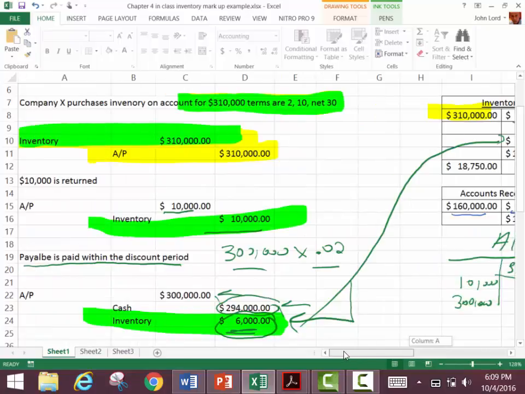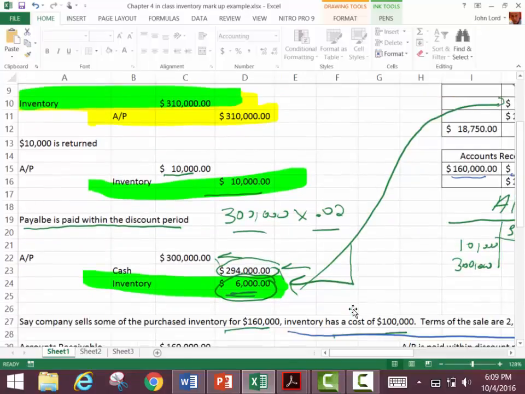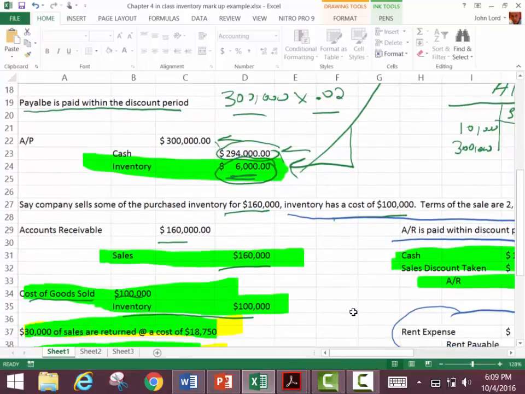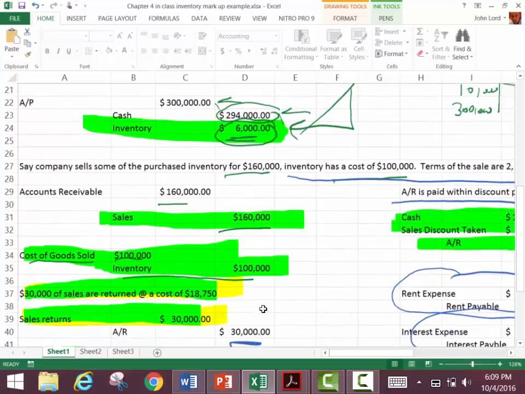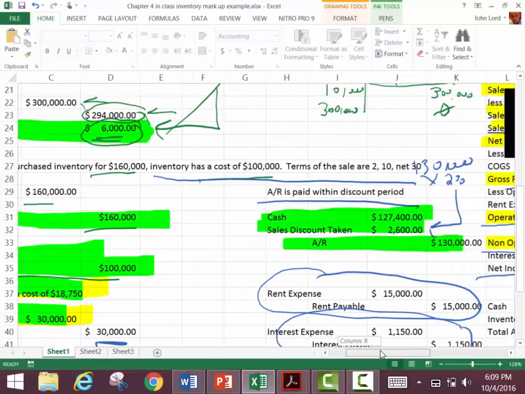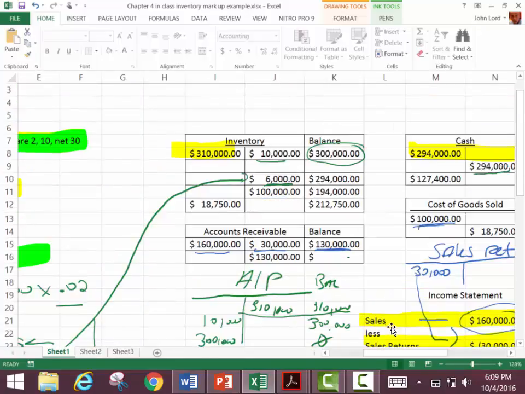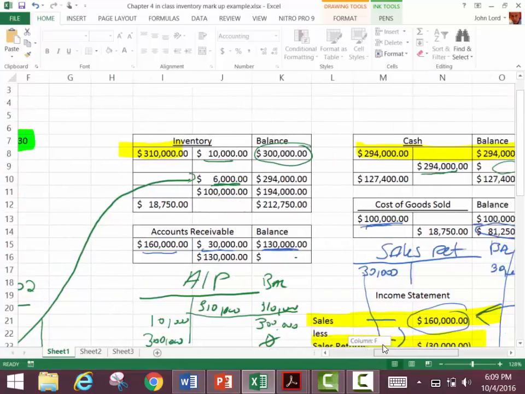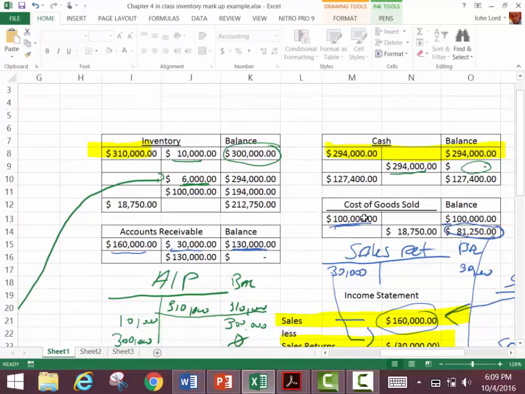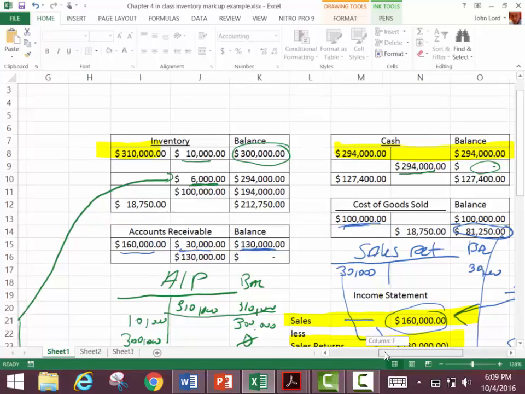Then we were given terms. We gave terms 2/10. Oh, sorry, I forgot. We have to debit our cost of goods sold for $100,000, right? Because that's what we paid for that. So we debit cost of goods sold for $100,000. Where'd my cost of goods sold go? There it is. We debit cost of goods sold for $100,000, and we credit our inventory for the $100,000 that we just sold, right? Okay, so we debit cost of goods sold, we credit inventory.